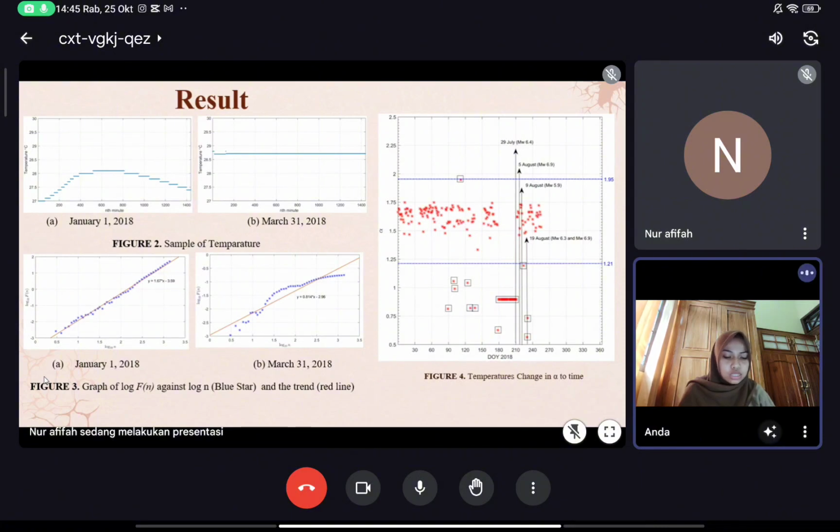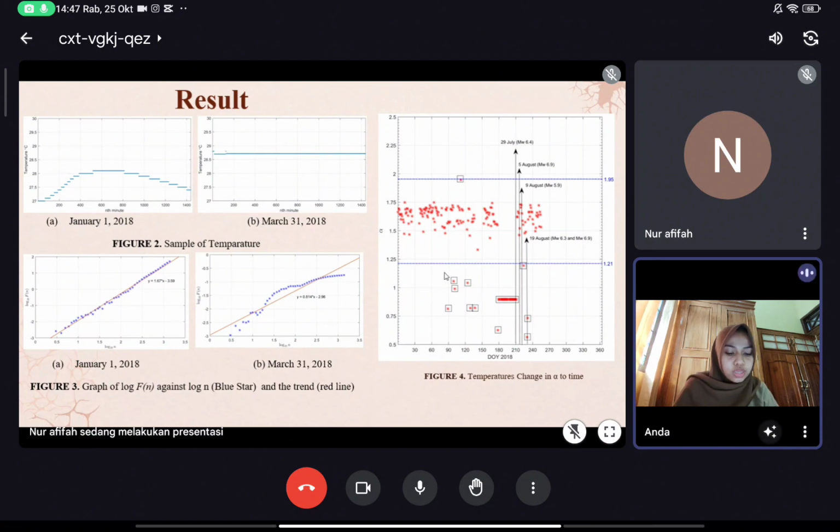For alpha in January, it is 1.67 here, and for March 31 the alpha value is 0.814. And figure 4 shows the alpha value for daily temperature throughout 2018, from January 1st to September. As we can see in this picture, there are two blue lines which are threshold values of alpha. This one, the upper threshold value, is 1.95, and this one is the lower threshold value, 1.21.